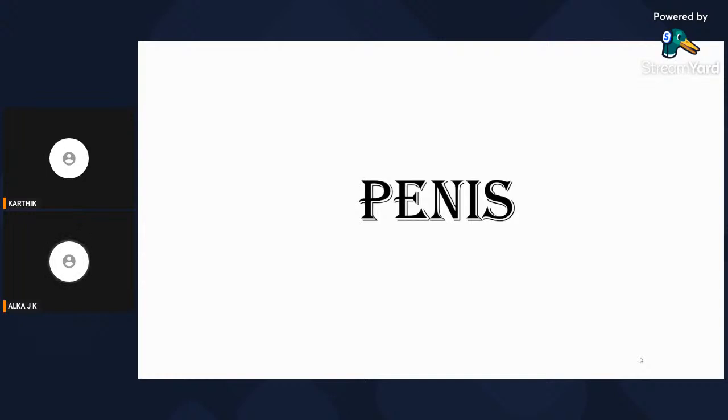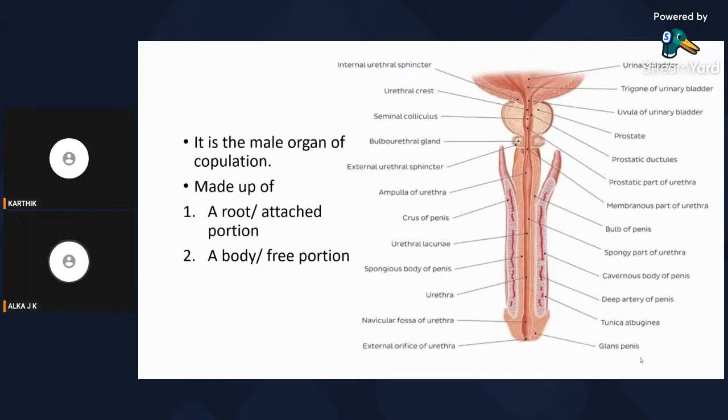The first organ is the penis. See carefully, the penis is the male organ of copulation, just like in the female, the vagina is the organ of copulation. It is made up of two parts: one is the root, another is the body. The root is the fixed, attached portion, and the body is the free portion.